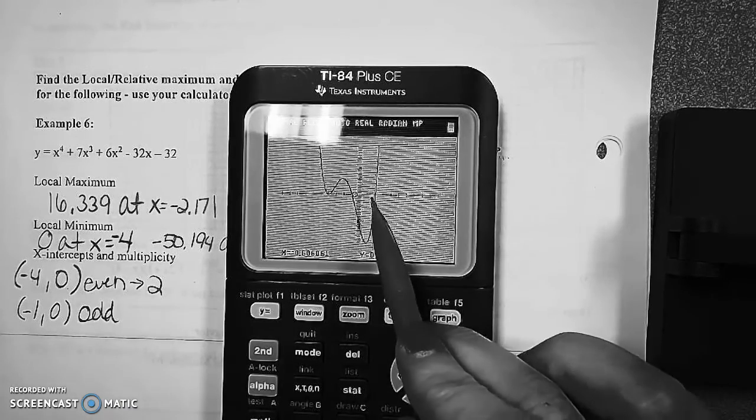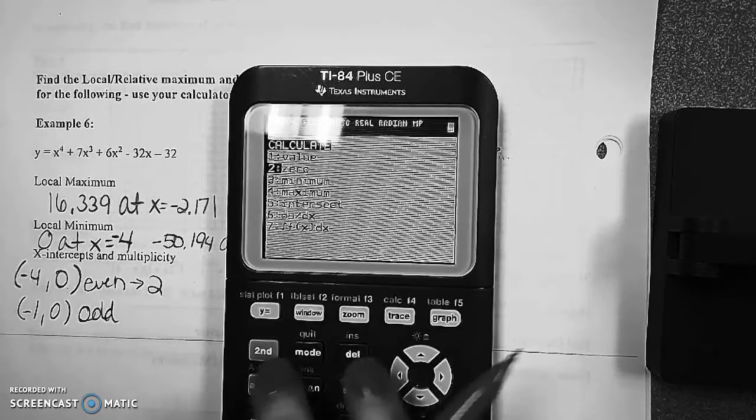I have another x-intercept here. It looks like it's 2. Second, trace, 0.